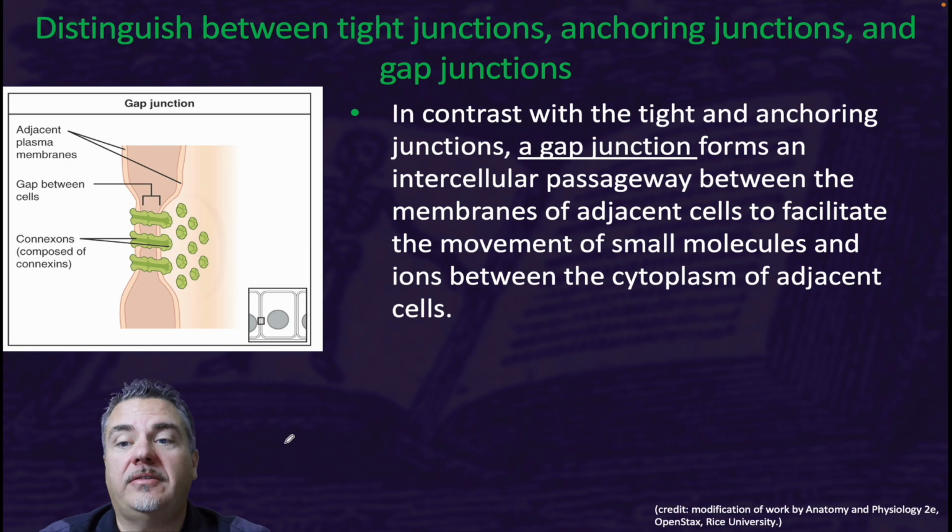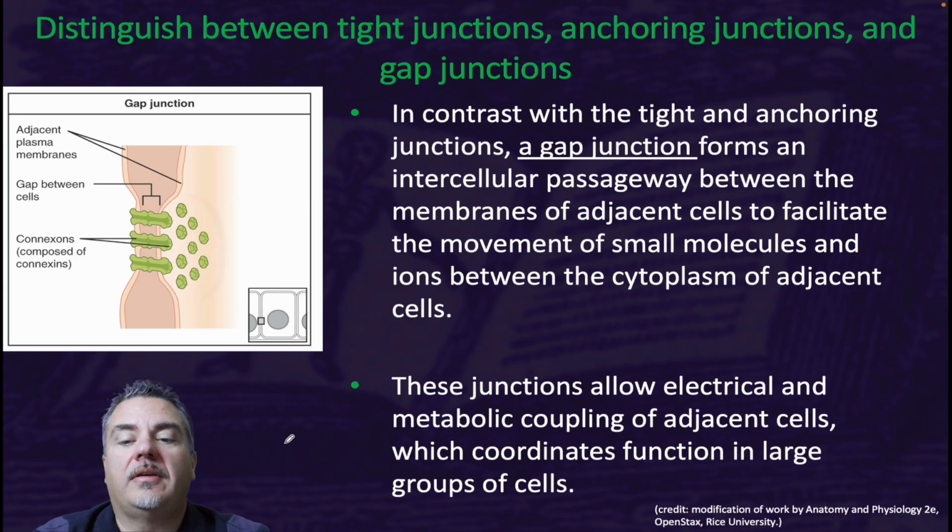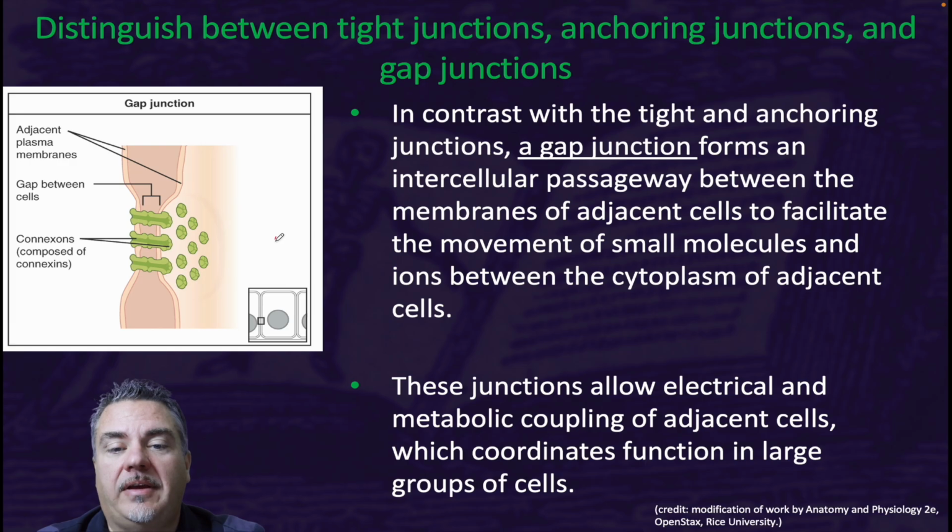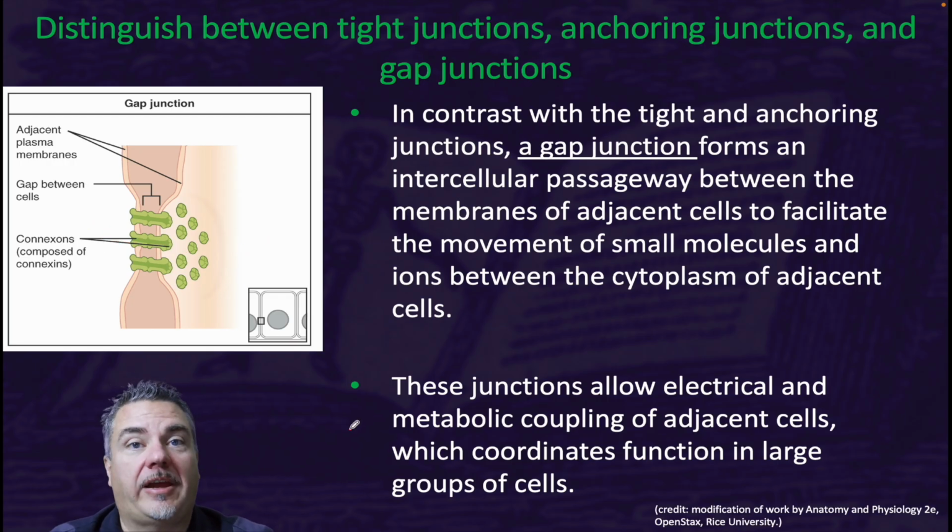In contrast with the tight and anchoring junctions, a gap junction forms an intracellular passageway between the membranes of adjacent cells to facilitate the movement of small molecules and ions between the cytoplasm of adjacent cells. These junctions allow electrical and metabolic coupling of adjacent cells, which coordinates function in large groups of cells. Okay, so what that's saying is small molecules from inside one cell can pass through the tunnels of the gap junctions to inside the neighboring cell. I'm sorry, I don't have a cute little analogy for gap junctions. They're little tunnels through the plasma membranes of adjacent cells.